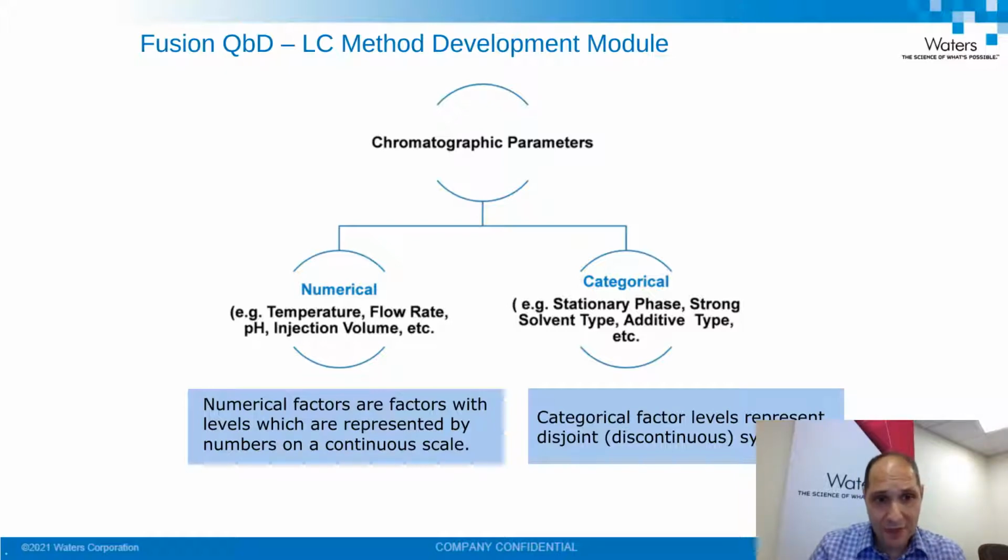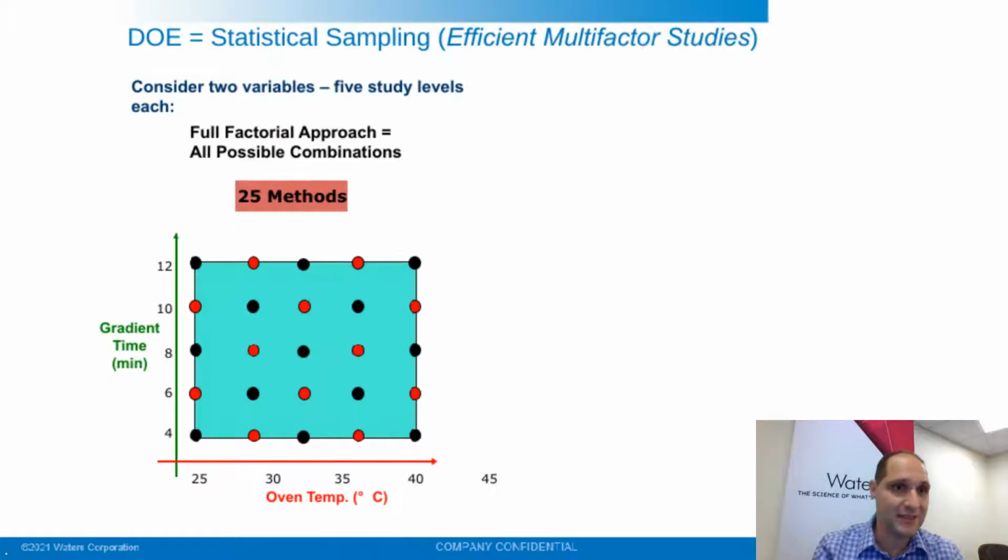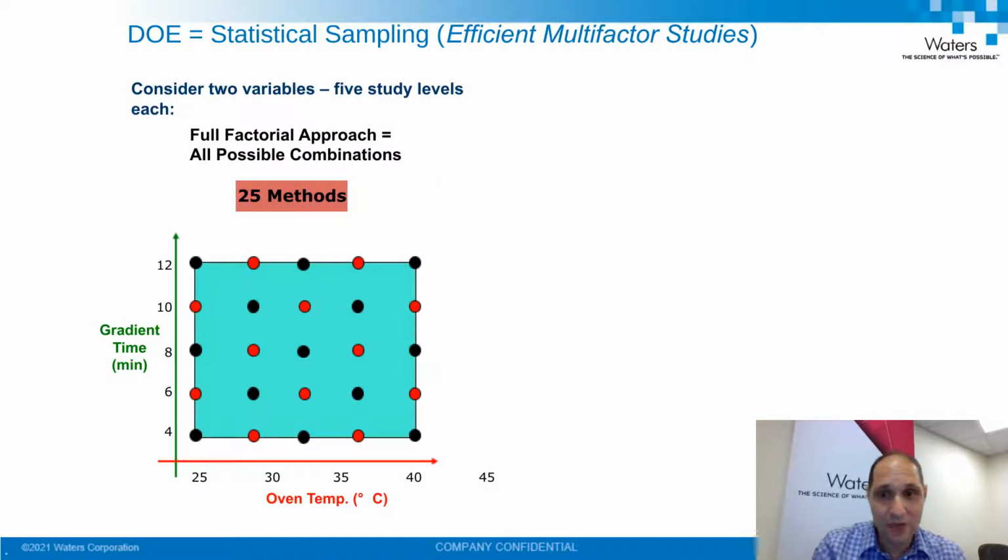On the other hand, there are some factors that are categorical, where they are discontinuous and intermediate values are not particularly meaningful. For example, the stationary phase chemistry. If you have a phenyl column and a C18 column, there is nothing in between the two columns. A major advantage of Fusion QbD is that it minimizes the number of experiments that are needed to obtain very comprehensive knowledge about the method.